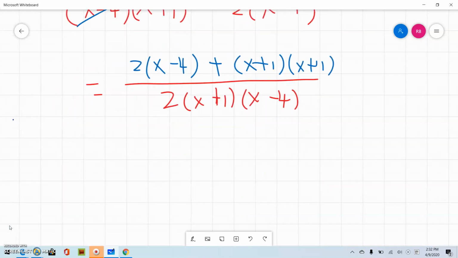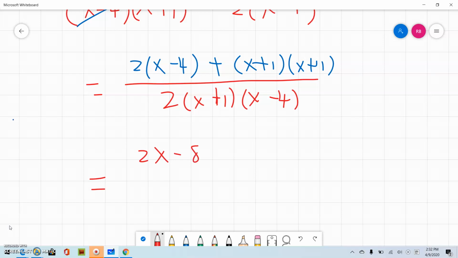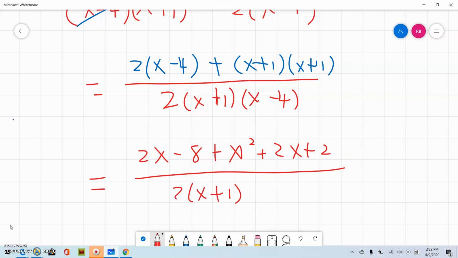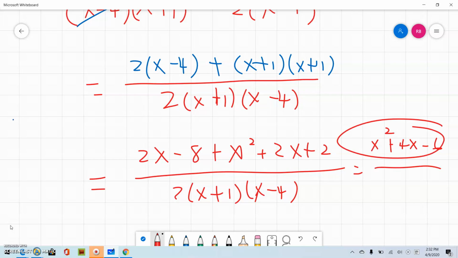So if I quickly simplify this, it's 2x minus 8 plus x squared plus 2x plus 2 over the denominator. I'm running out of time, so I'm just going to write the numerator again. And this is the numerator, and the denominator stays the same. And that's it.